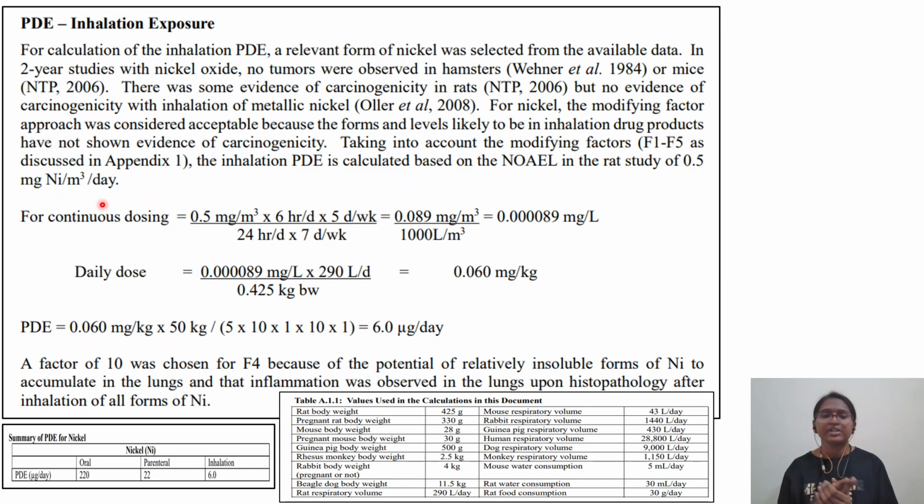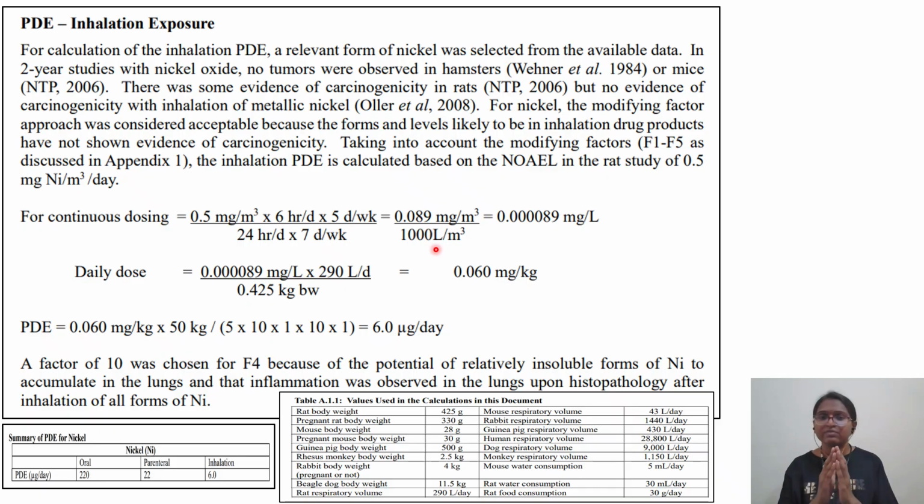So in order to do continuous dosing, since most of these inhalation studies are 6 hours per day and 5 days per week, 7-day dosing will not be there because we can't keep the inhalation animals in the restrainer for a long time. So a correction will be applied. 6 hours per day, 5 days per week. Whenever you multiply, you end up with 0.089.